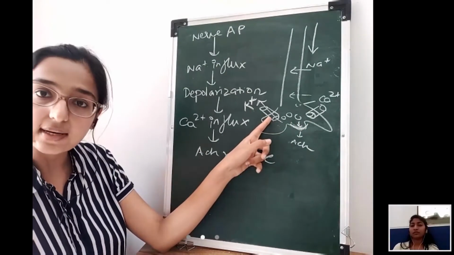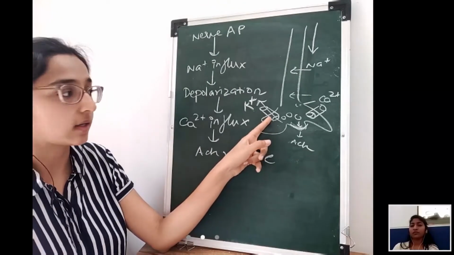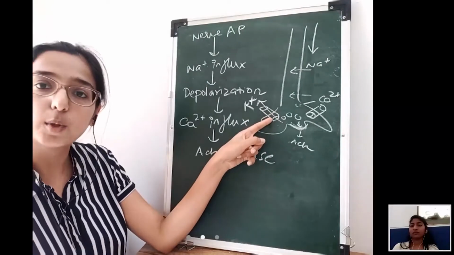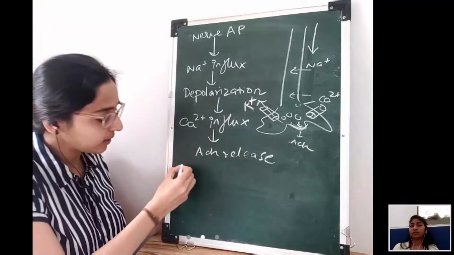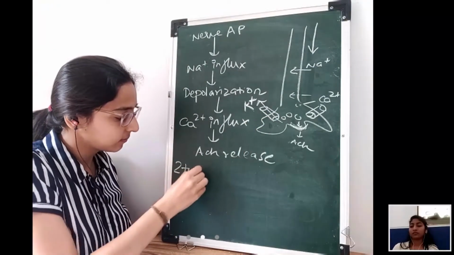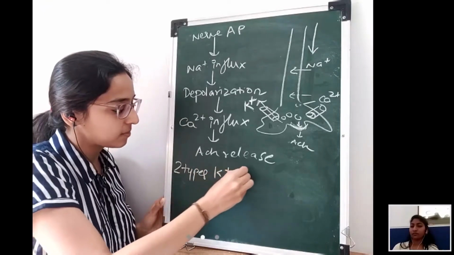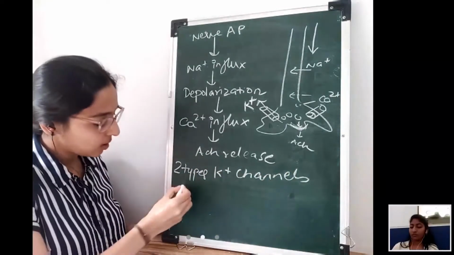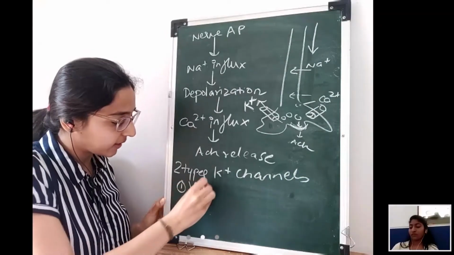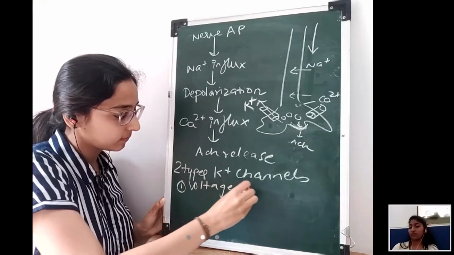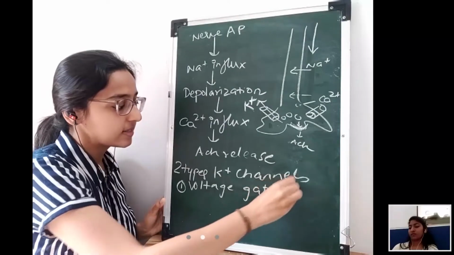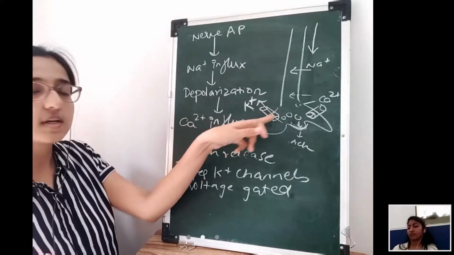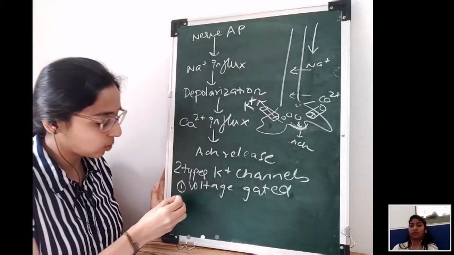The second type of potassium channel is voltage gated. It senses a change in the voltage of the nerve membrane, and the potassium channel opens. So there are two types of potassium channels. One is the voltage gated, where you understand that a change in the voltage of the nerve membrane makes the potassium channel open.